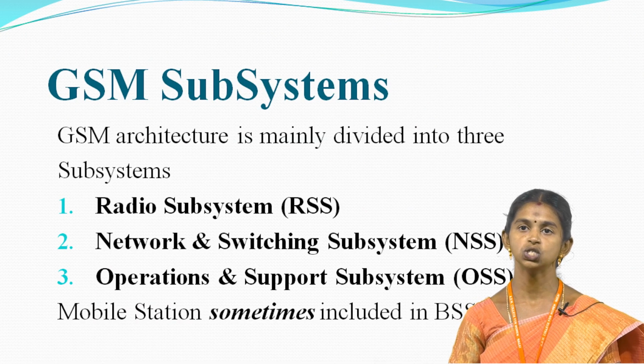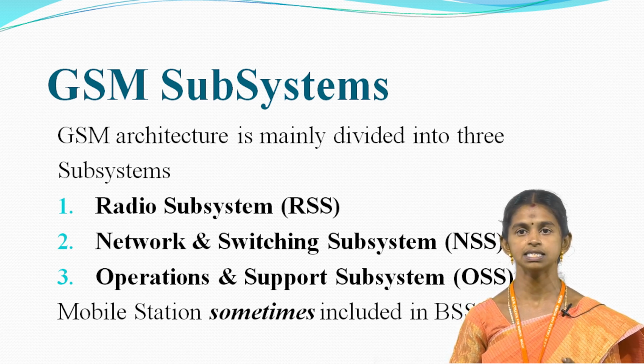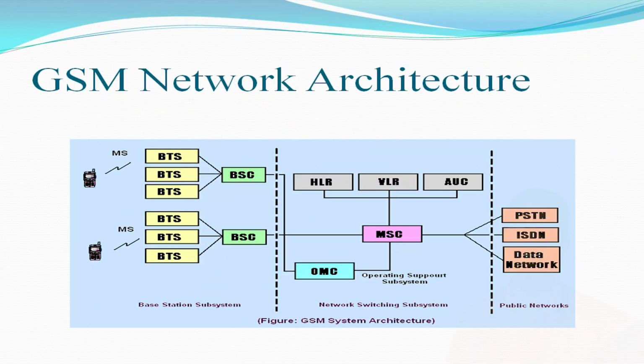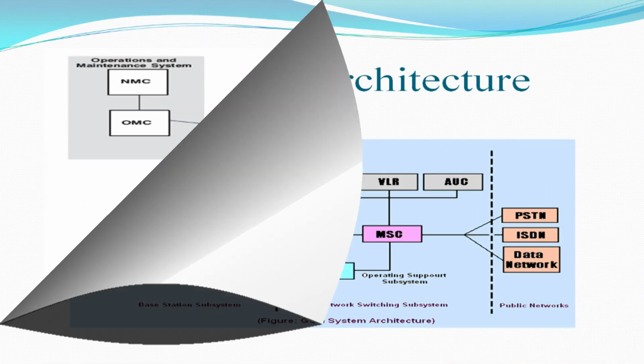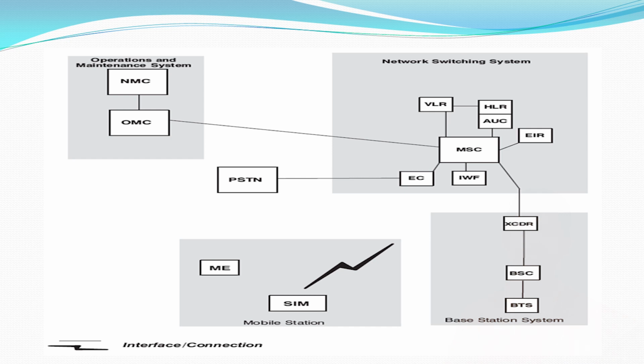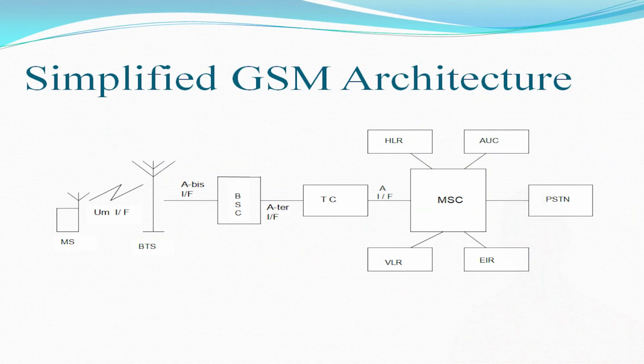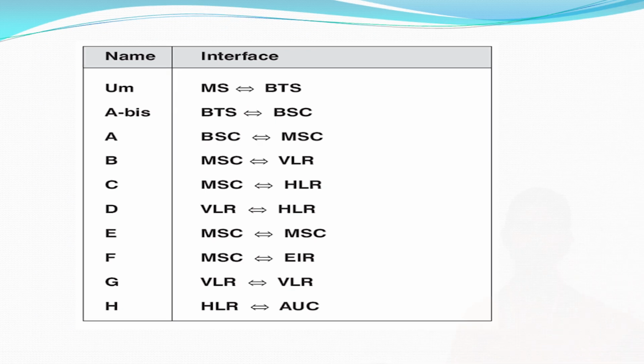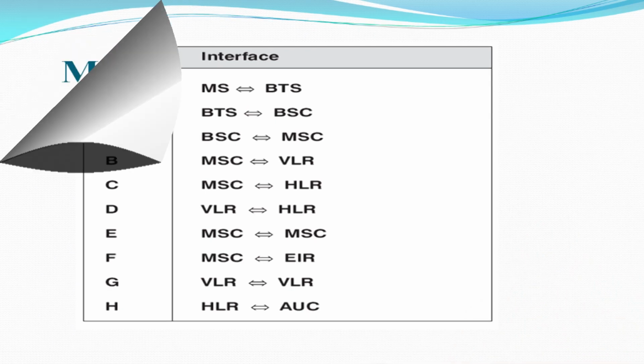Let us see the GSM and its subsystems, which are divided into three: number one, radio subsystem; number two, network and switching subsystem; number three, operation and support subsystem. The GSM network architecture and its functionalities are displayed below. A simplified view of the GSM architecture is displayed here, along with the interfaces used in GSM. Let us see their components.